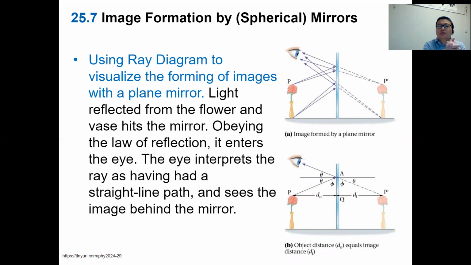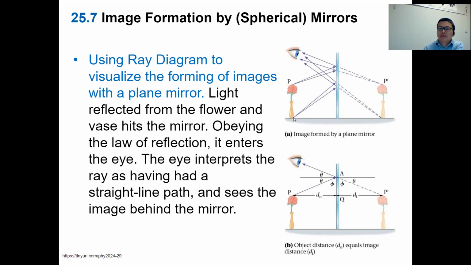To visualize the image formed by a plane mirror, we can use a ray diagram. Basically, you take 2 points from the object, and then you draw 2 rays out of that object that hit the mirror here. Then, applying the law of reflection, you'll see where the image of the object is.